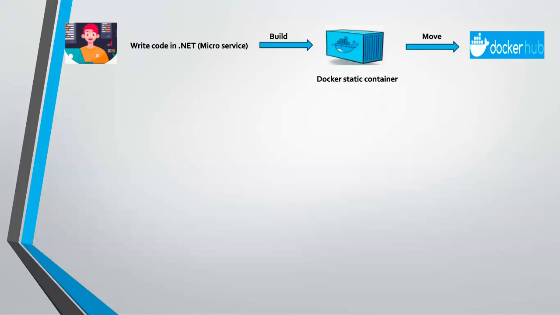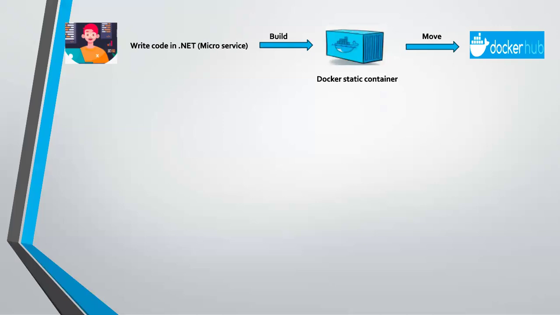You can take any other private repository, for example JFrog. Once you move your Docker static container to Docker Hub, your image is present inside Docker Hub. Up to this stage, we call it a containerized application. Once you convert your developed application to an image and move it to the private repository, your application is containerized.